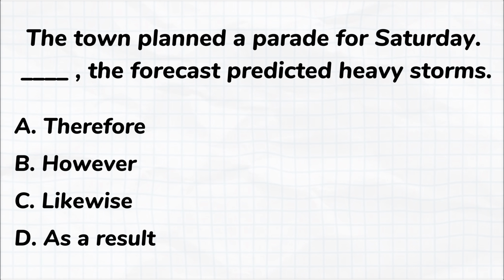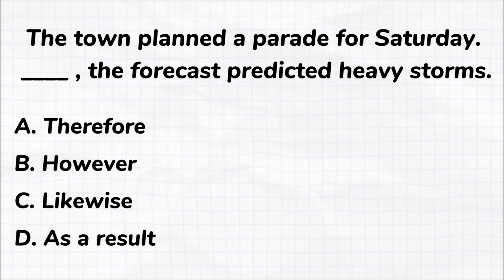Transition questions are always tough because every word seems like it could work. Here's how I like to solve them. First, I read the sentences together without looking at the answer choices. The town planned a parade for Saturday. The forecast predicted heavy storms. So what's happening? The first idea is about planning a parade, and the second is about storms coming. That feels like a conflict, like the two ideas don't go together smoothly.